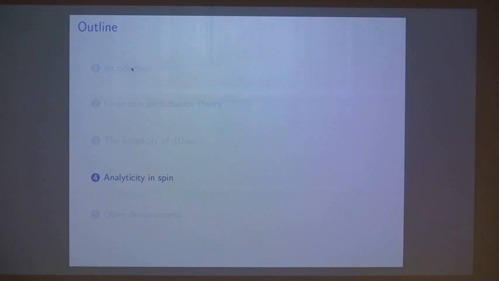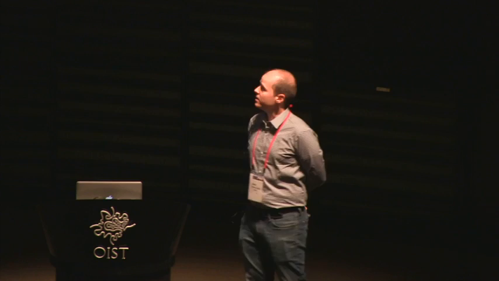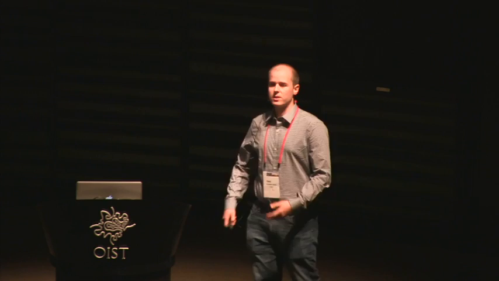So the next thing I want to talk about is analyticity in spin. Let me set the stage for the problem that is being solved by analyticity in spin. Let's consider a correlation function in a CFT. In Euclidean signature, all singularities of correlation functions are described by the operator product expansion. The only interesting singularities are coincident point singularities, and we can do the OPE. And furthermore, it's a convergent expansion, so it lets us compute correlation functions even at separated points. So it's an extremely useful tool.